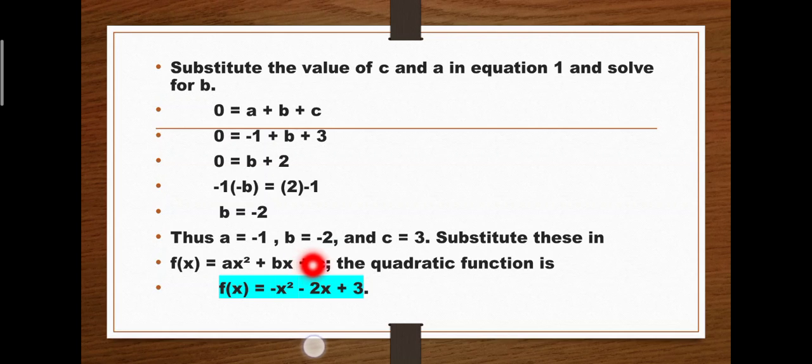The next is, our b is negative 2. So, we will substitute negative 2 for b. Since the sign of 2 is negative, the operation is minus. So, minus 2x. Copy only the variable x, then this one is x squared. So, minus 2x. Then, our c is positive 3, so plus 3. So, that is our final answer. F of x is equal to negative x squared minus 2x plus 3.